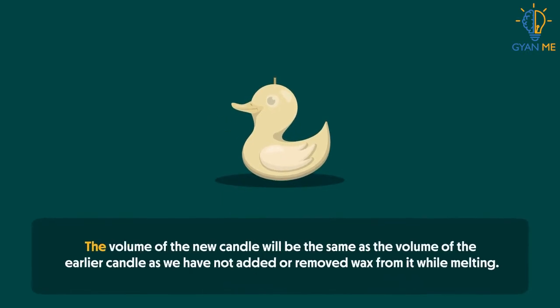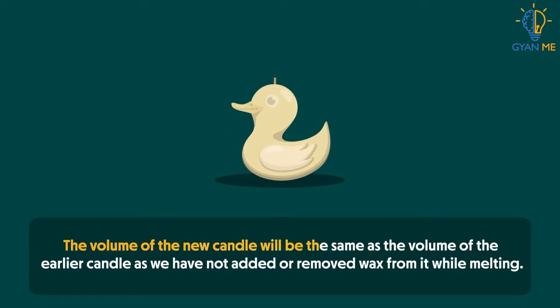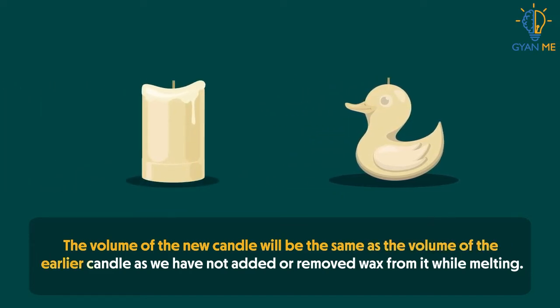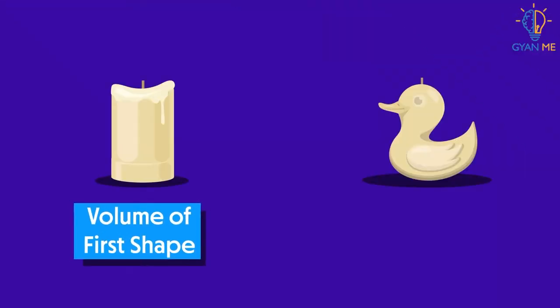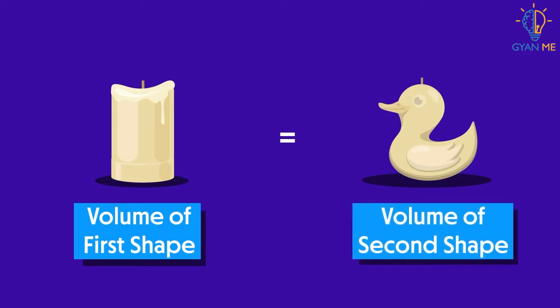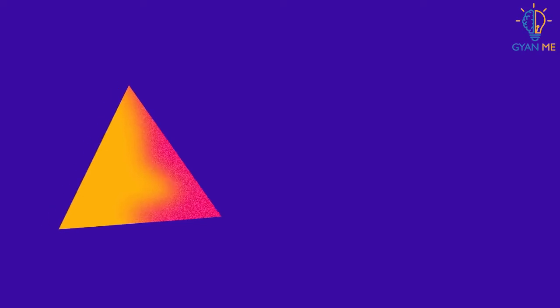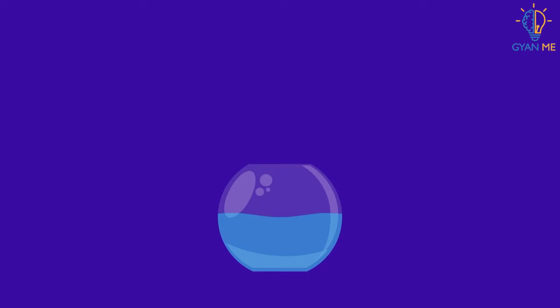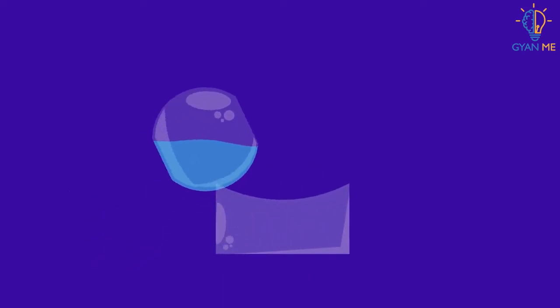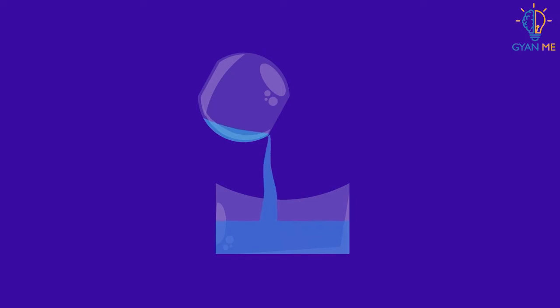But note, students, that here the volume of the new candle will be the same as the volume of the earlier candle, as we have not added or removed wax from it while melting. Always remember that the volume of the first shape is equal to the volume of another shape after conversion. This is what we have to remember when we come across objects which are converted from one shape to another, or when a liquid which is originally filled in one container of a particular shape is poured into another container of a different shape or size, as you can see on the screen.